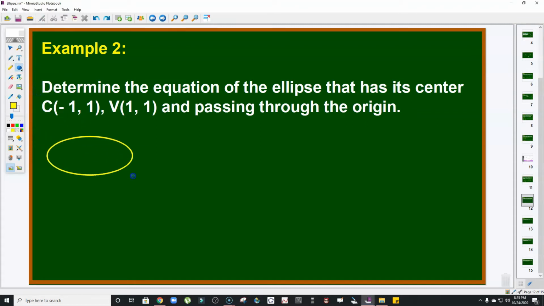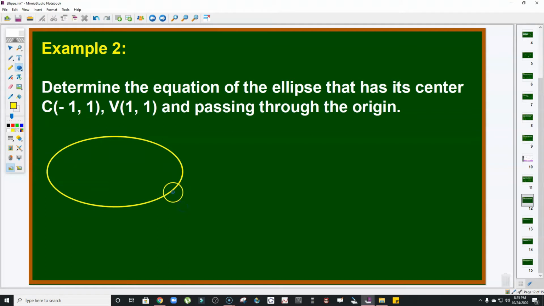Let's draw an ellipse, just a draft. What we have in the given is the center, so let's say this is (-1, 1), and the vertex is somewhere here, which is given as (1, 1). Now, what can we get from here? Since the center and one vertex are given, the length between them is equal to a, and that is 2.